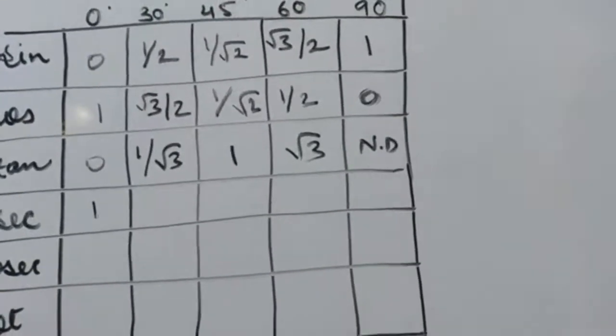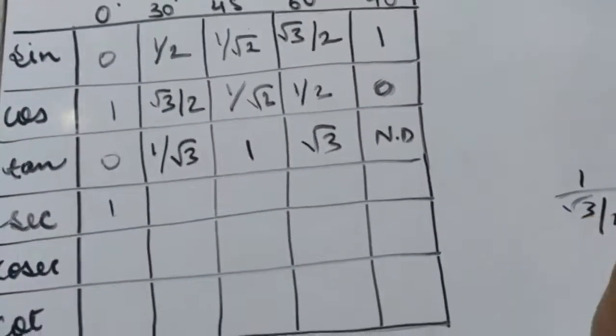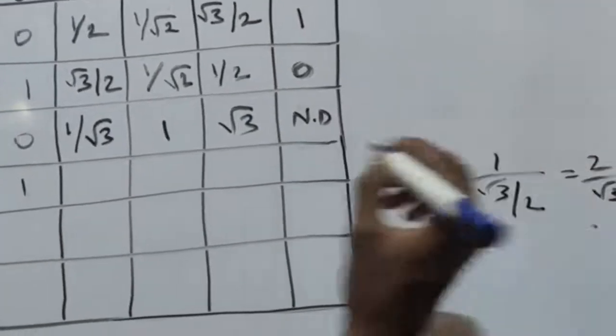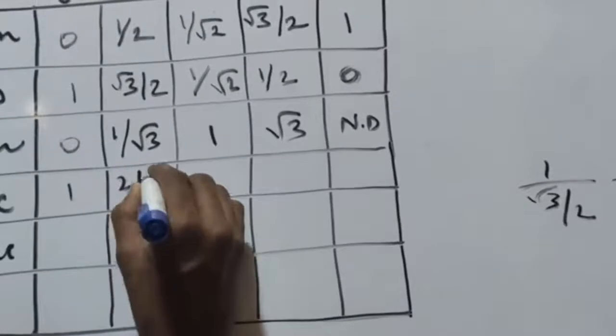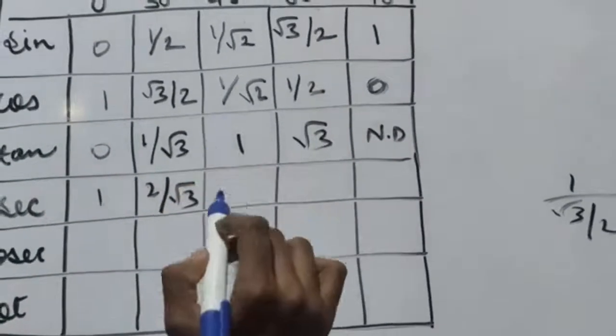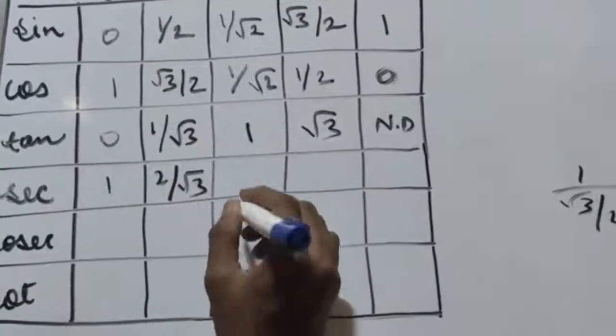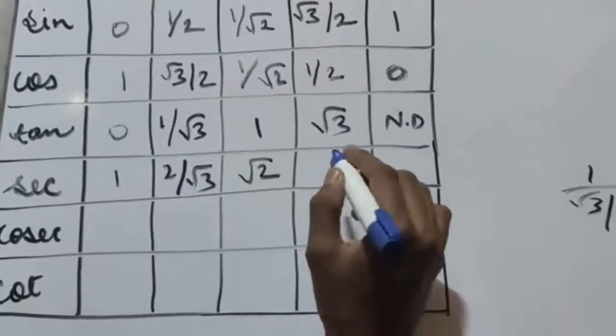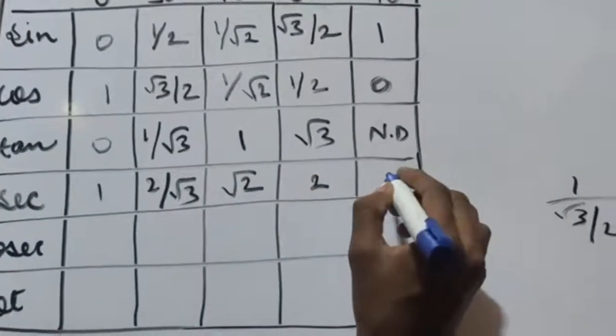Similarly, for sec 30 degree, it will be 1 upon root 3 by 2. That means the 2 will go up, so it will be 2 by root 3. Similarly, for sec 45 it will be 1 upon 1 by root 2. So I will just complete the table. I hope you will complete the table on your own also.